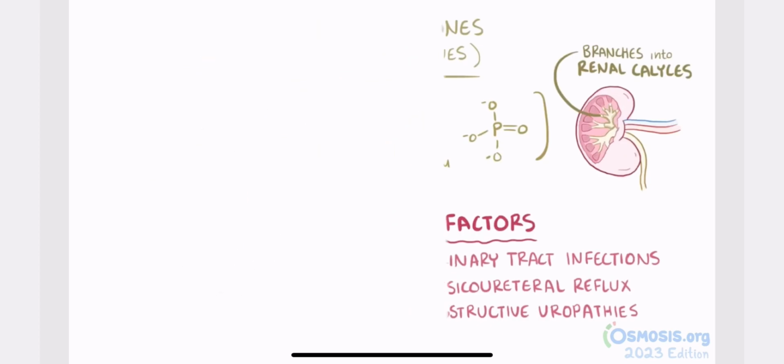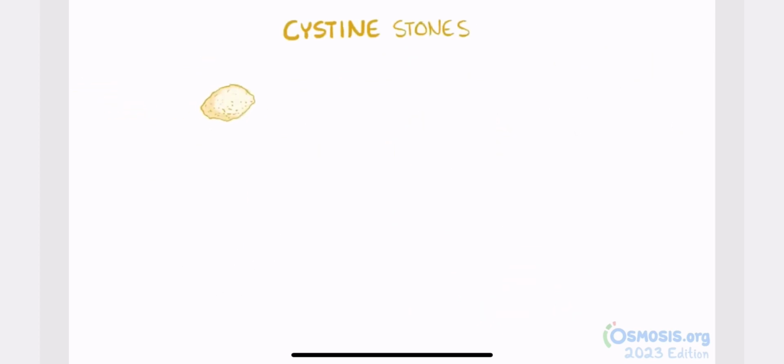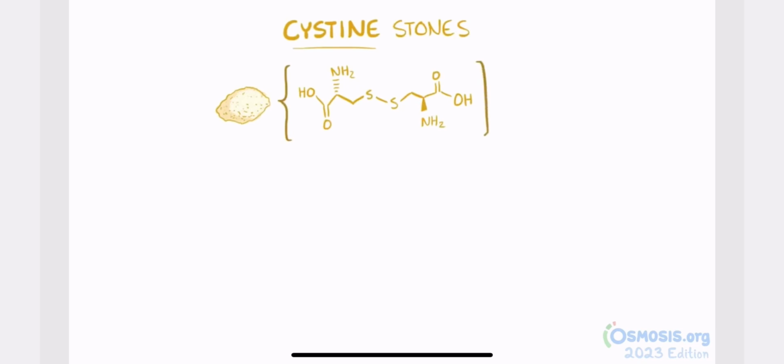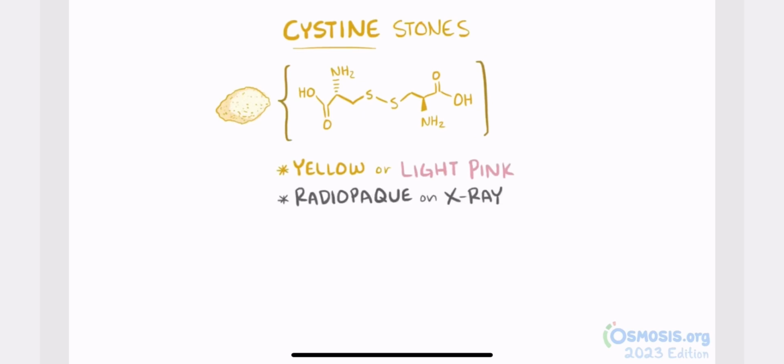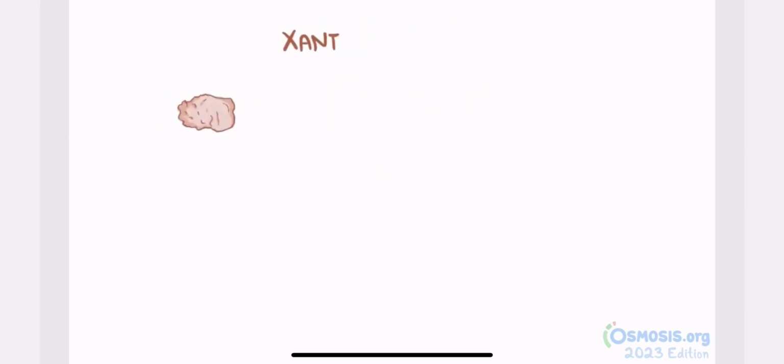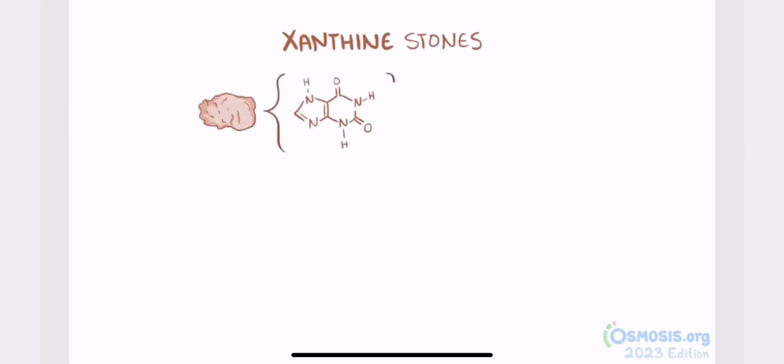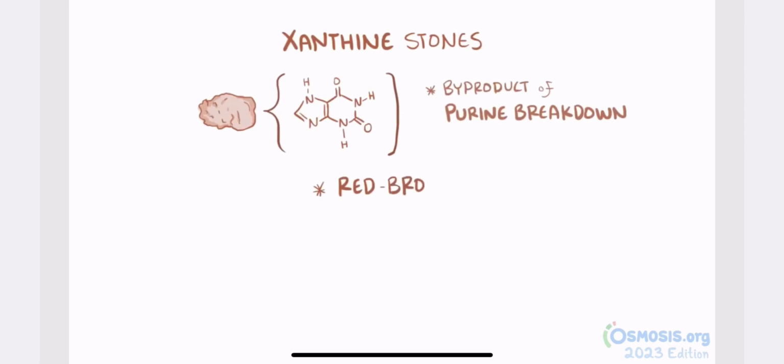A tiny minority of stones are cysteine stones, composed of the amino acid cysteine, which sometimes leaks into the urine to crystallize and form a yellow or light pink colored stone that's also radio-opaque under X-ray. Finally, there are some rare stones made of xanthine, which, just like uric acid, is a byproduct of purine breakdown. These stones, also like uric acid stones, are red-brown in color and radiolucent under an X-ray.